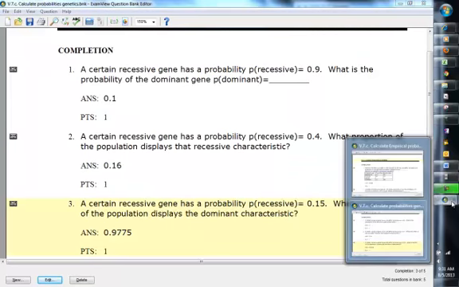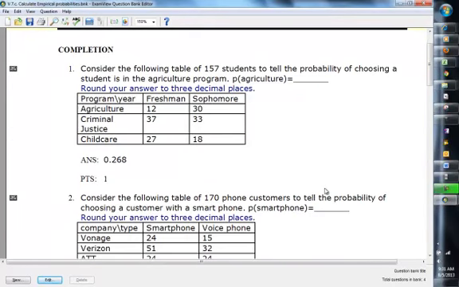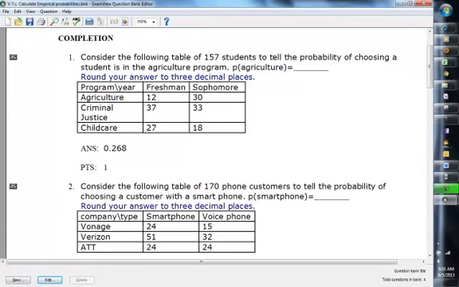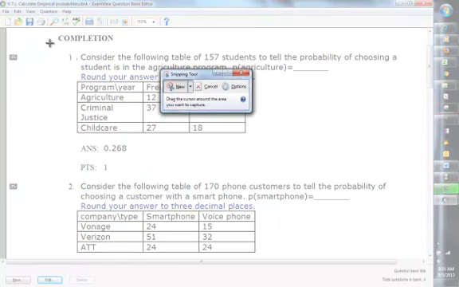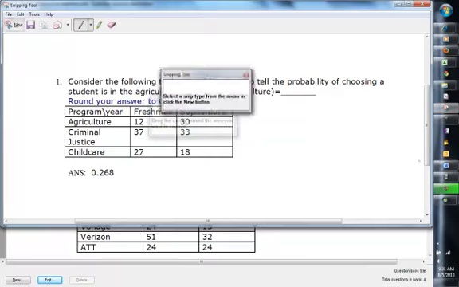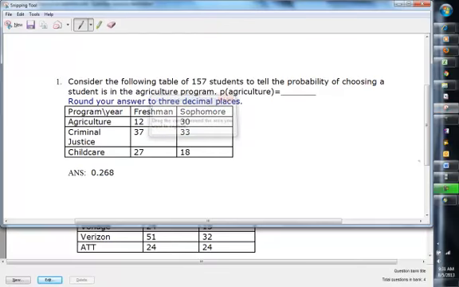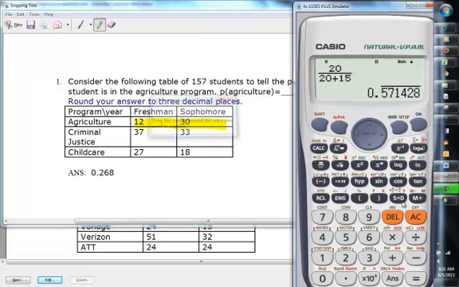We've got empirical probabilities. Empirical means from experimentation. Let's look at this first example here. Consider the following table of 157 students to tell you the probability of choosing a student in the Ag program. So we need all of the Ag program students, which are both freshmen and sophomores. So our probability would be 12 plus 30 out of 157, because there's 157 total students, is 0.268 when you round it.